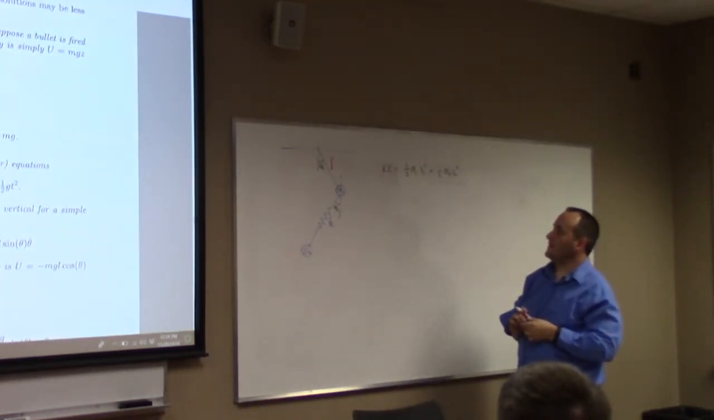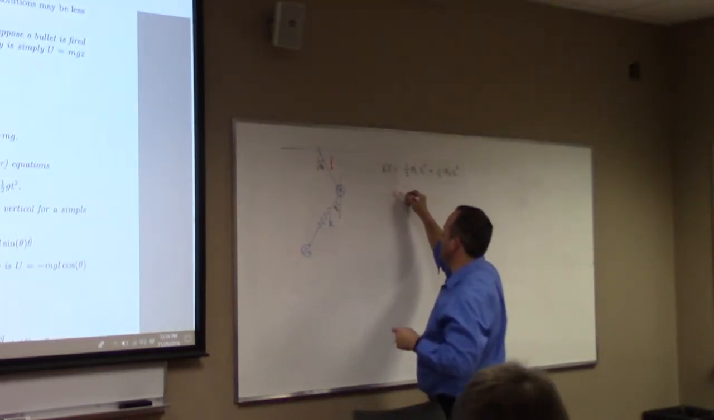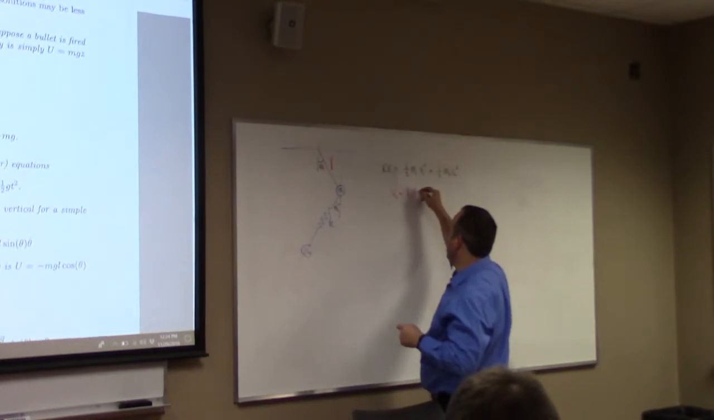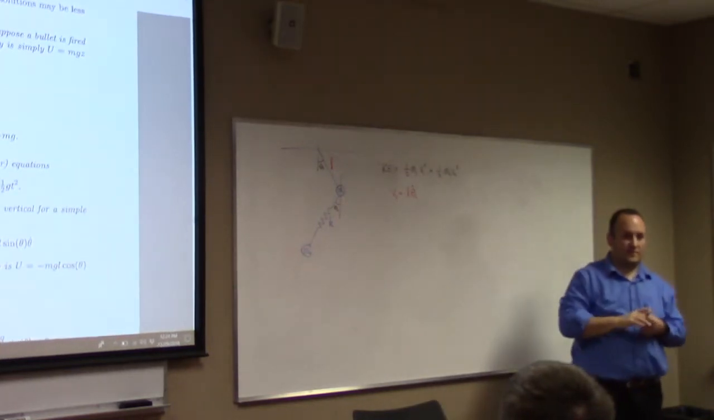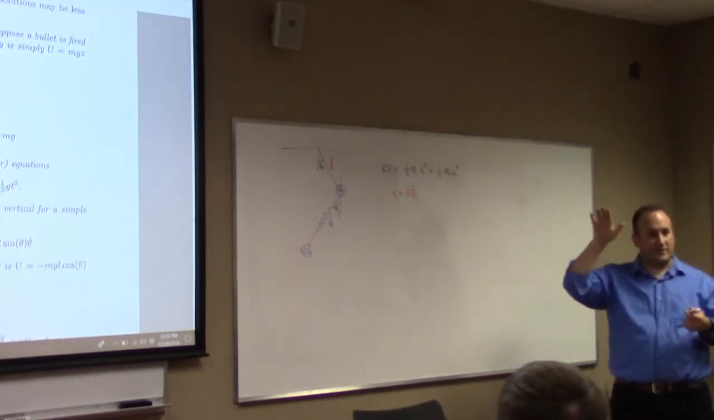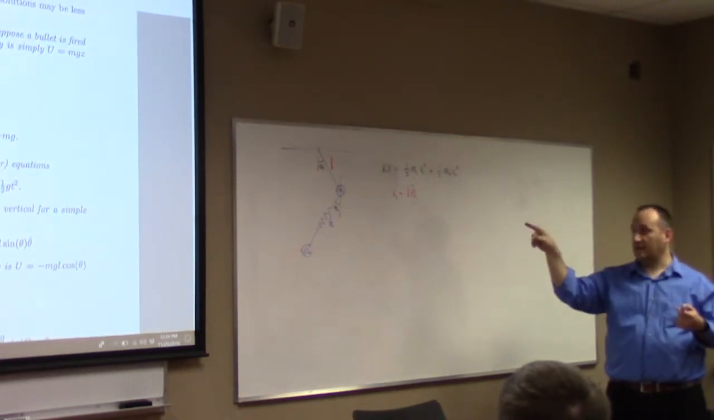So I think v1 is really just what? L theta dot, theta 1 dot, isn't it? Because it's just depending on how that angle is changing, it's just got the tangential velocity because we're fixing the distance from the pivot point to m1 to be L.